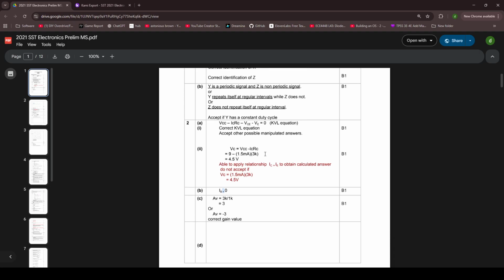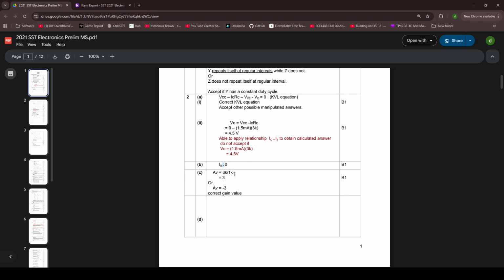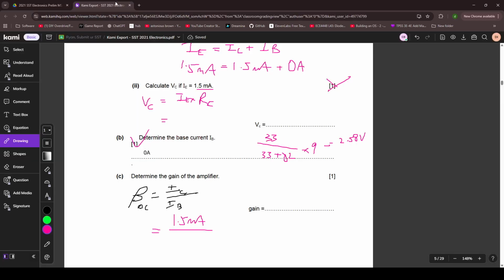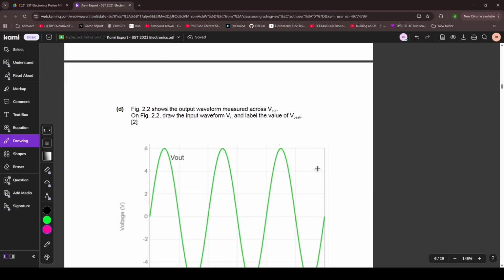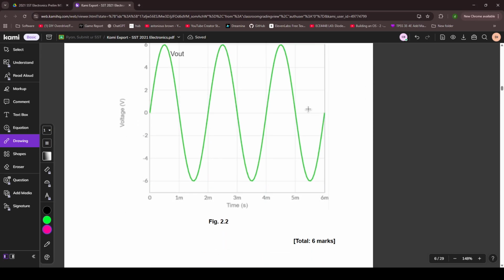What does the answer key say? This is voltage gain, it's not current gain. Yeah, I'm skipping this. We don't even learn this, so there's no point. Okay, let's just move on.